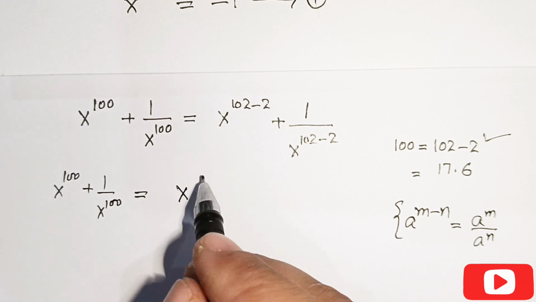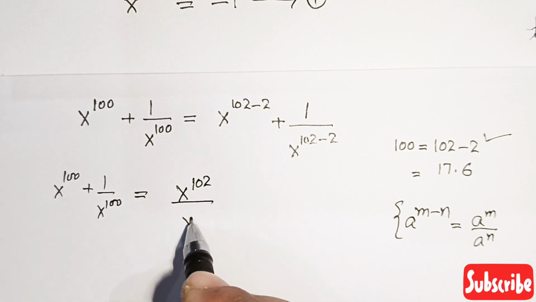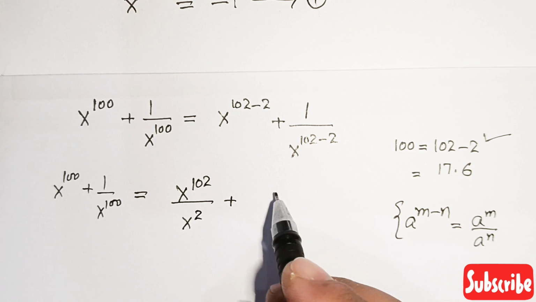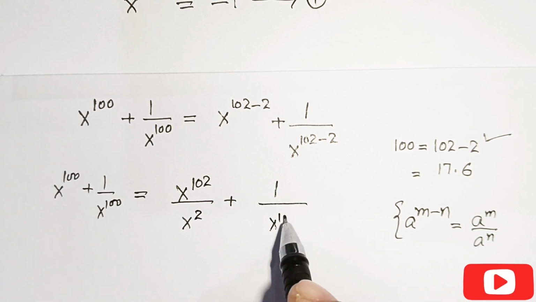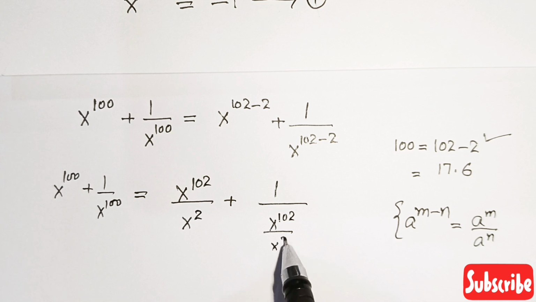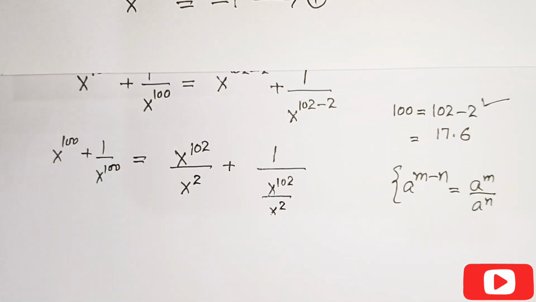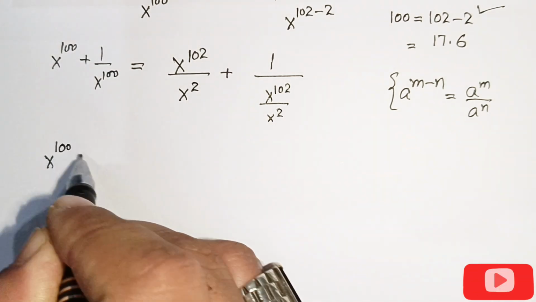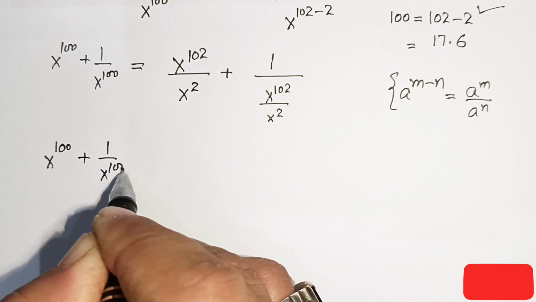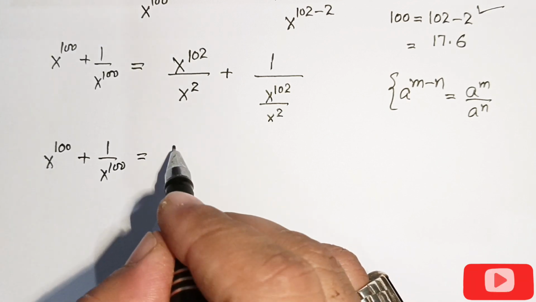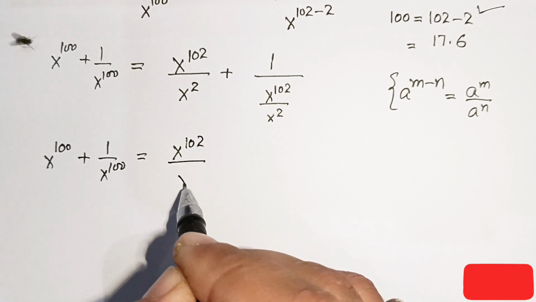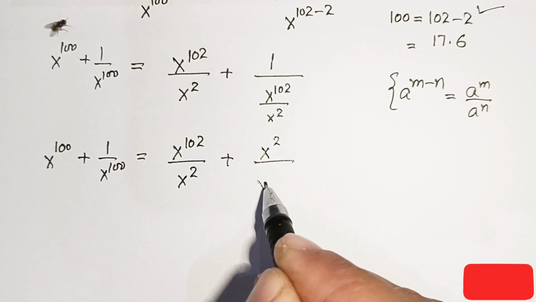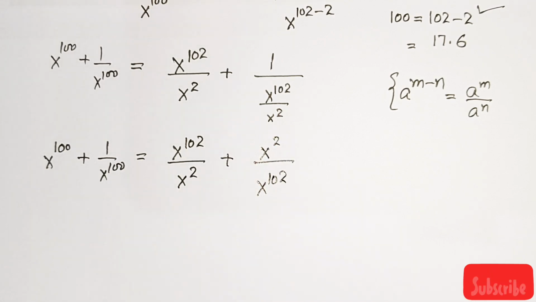So x to the power 102 over x squared. Similarly, if we use this law here, then we just write here that 1 over x to the power 102 over x squared. Now our next step is here: x to the power 100 plus 1 over x to the power 100 is equal to x to the power 102 over x squared, plus it can be written as x squared over x to the power 102.